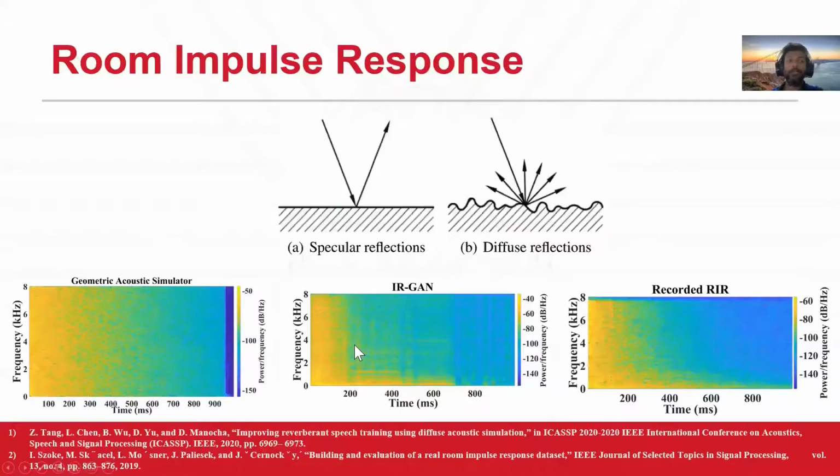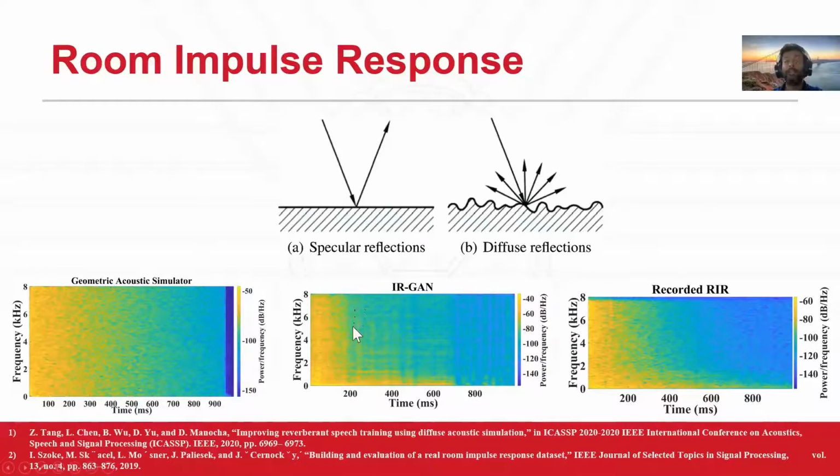Prior room impulse response simulators use room geometry, sound absorption, and sound deflection coefficients as input and generate room impulse responses by simulating occlusion, specular, and diffuse reflection. There is still a gap in the reverberation effect simulated by the existing room impulse response simulators and real-world room impulse response. We propose a complementary GAN-based room impulse response generator that is trained on real-world room impulse response.